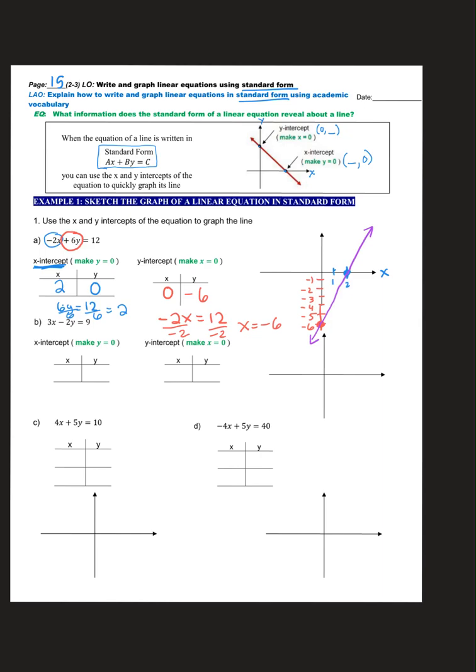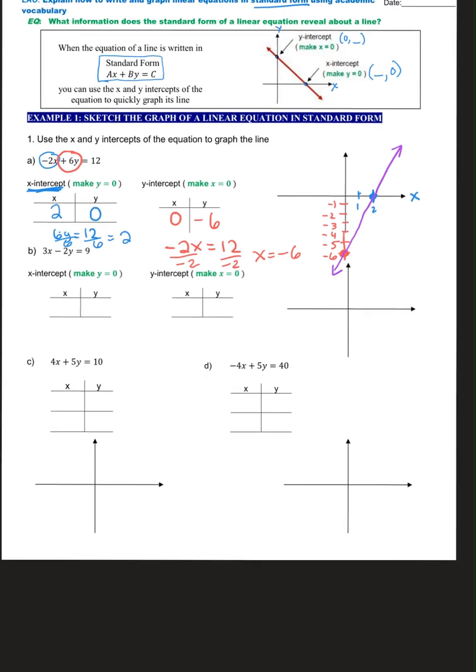Okay, let's do B together. One more. All right, so B, 3x minus 2y equals 9. First thing I'm gonna do is make y equals 0, which gets rid of this 2y. This goes away. Okay, so I'm actually left with 3x equals 9. And now I just need to get x by itself. So I'm going to divide both sides by 3, and I get x equals 3.